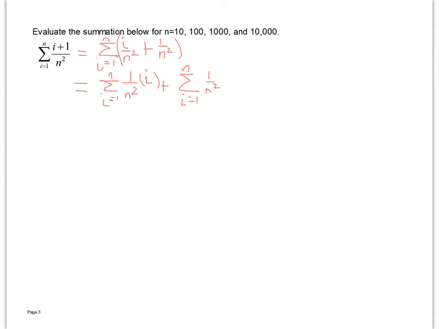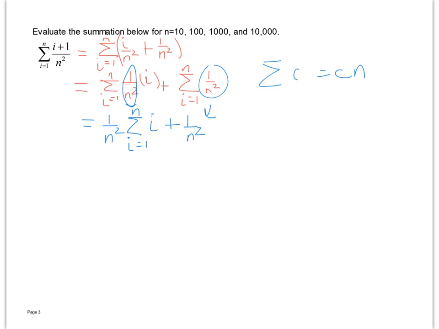You can use other rules. My other rule is if I have some part that doesn't have an i in it, you can pull it out in front. So I'm going to do that. Then for this last rule, there's not a single i in that thing, so that's like the constant rule, and that's c times n. The c is 1 over n, right? It doesn't have anything to do with i. There's not an i in that thing, so times n.